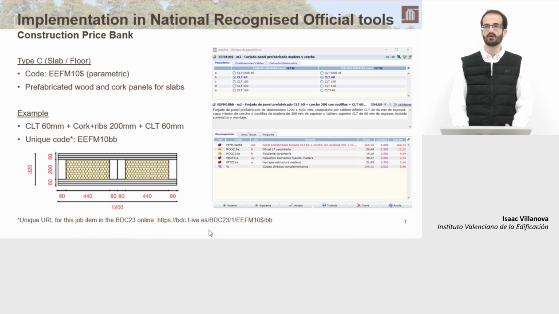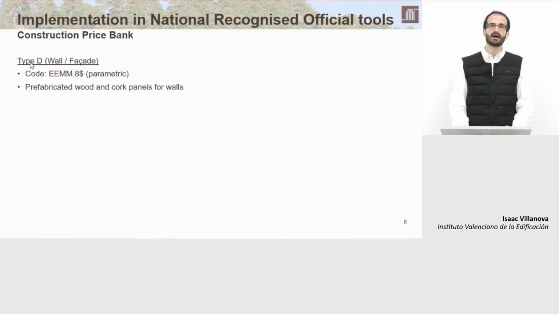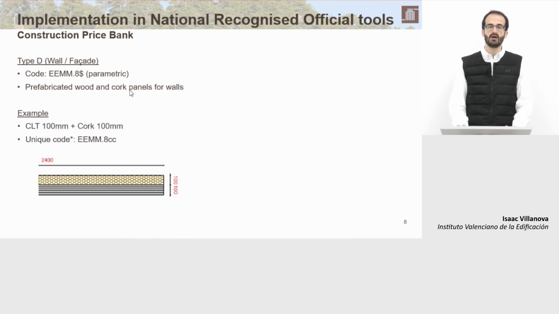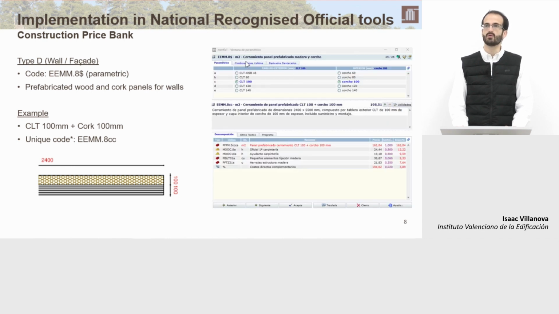for the BDC online. And for the type D, the wall facade, it will have this code, EEMM.8, it's a parametric one, and the summary is prefabricated wood and cork panels for walls. As an example, we are going to develop this one, the CLT of 100 millimeters. We make that choice in the first parametric column, and the cork of 100 millimeters, and we made the same selection in the second column. All the information is automatically provided, and a unique URL will be available also for the BDC online.